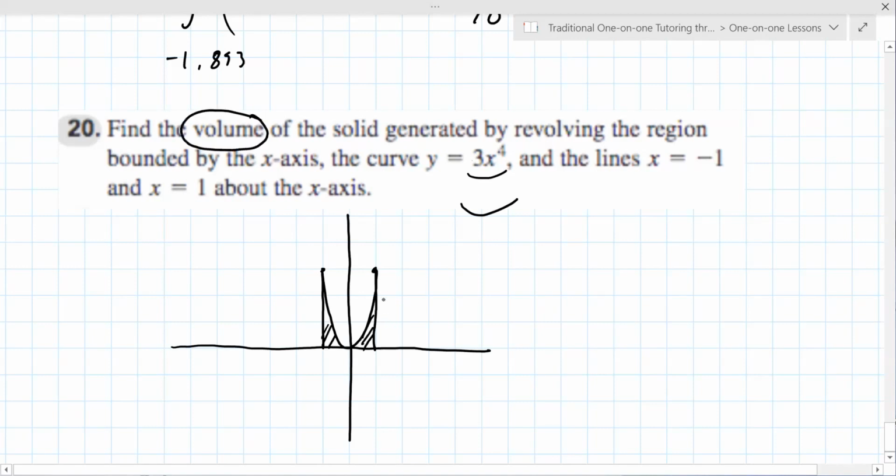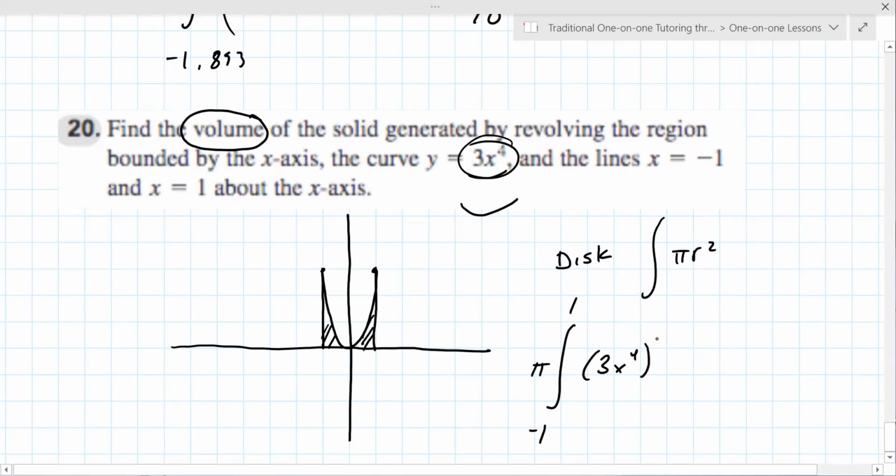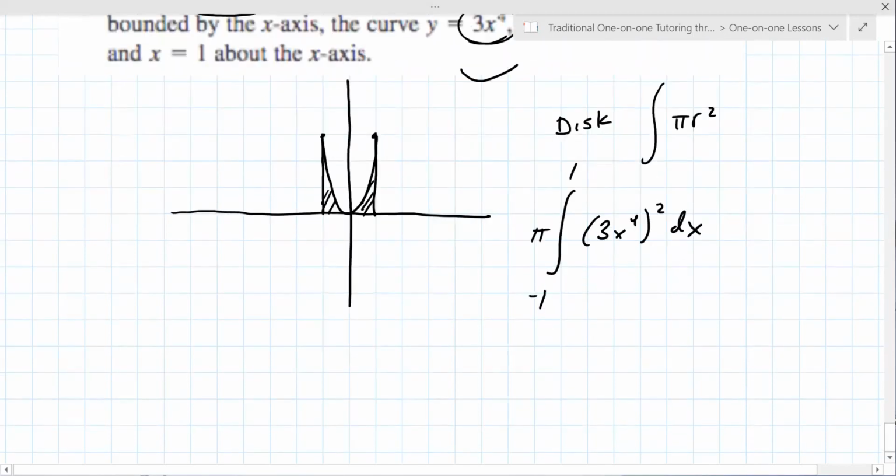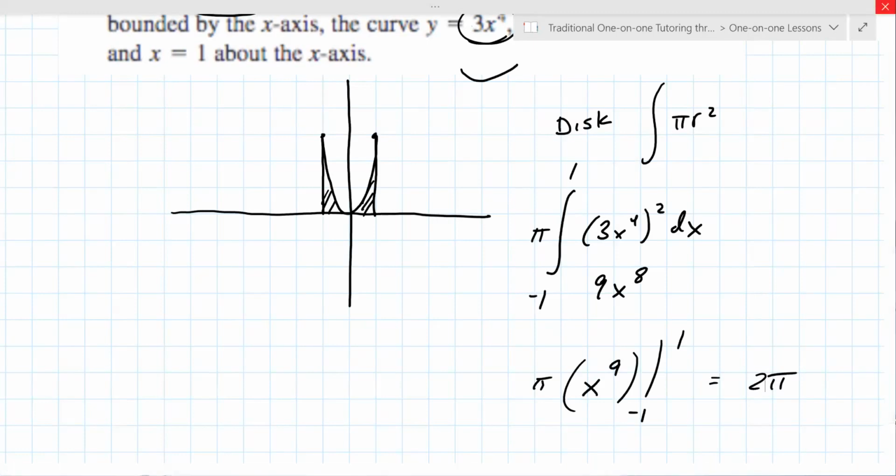So they don't just want you to do top minus bottom. Depending on the type it could be, but this is a disk. Disks are pi r squared, and your r is really the y in most cases. So this is the integral from -1 to 1 of pi times 3x to the fourth, squared, dx. The antiderivative is pretty nice here. So you end up getting 2 pi when you're all done.